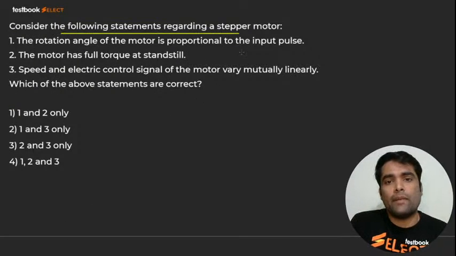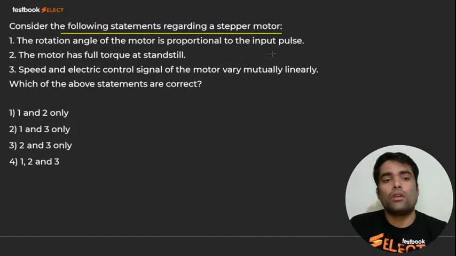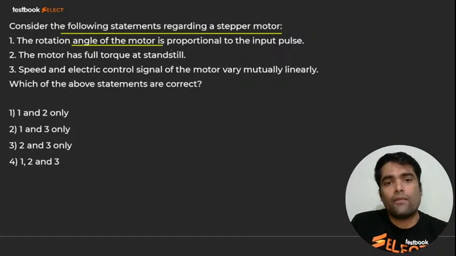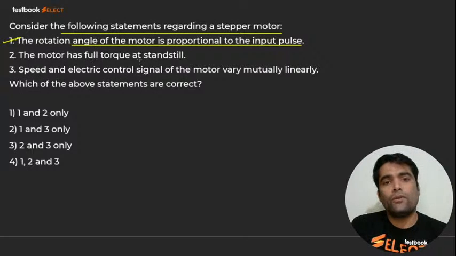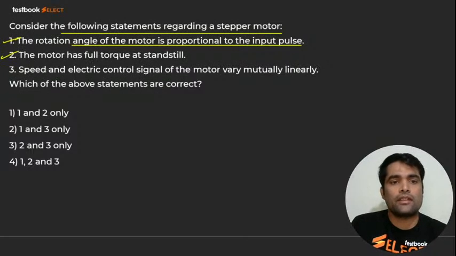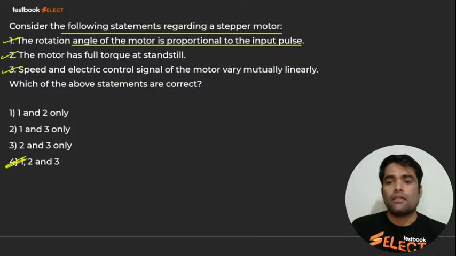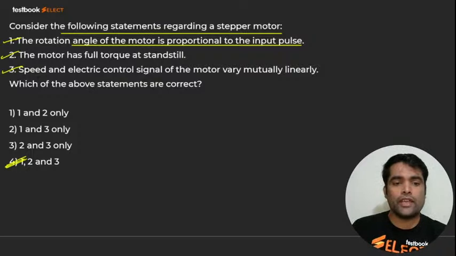Consider the following statements regarding a stepper motor. The rotation angle of the motor is proportional to the input pulse. Correct. The motor has full torque at standstill. It is also correct. Speed and electric control signal of the motor vary linearly. It's also correct. That is, 1, 2, 3 are correct. Right? Very good. All correct. Here I go for next.